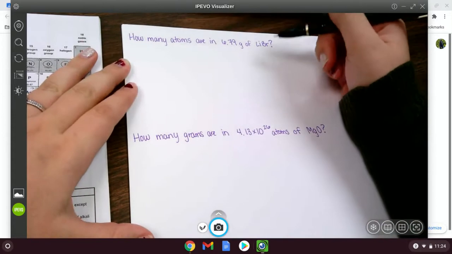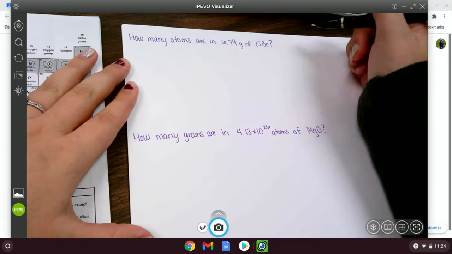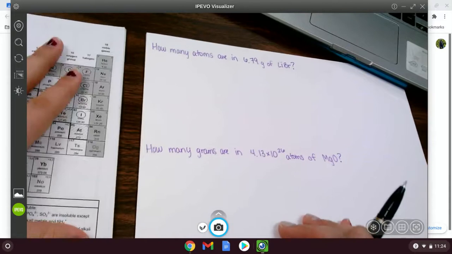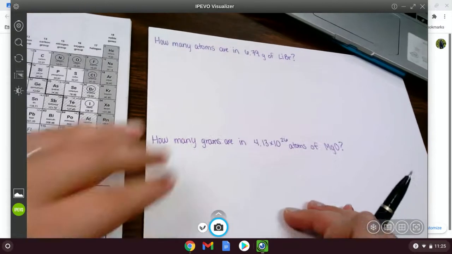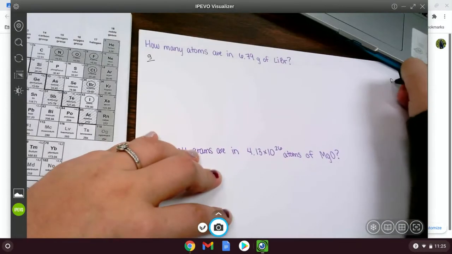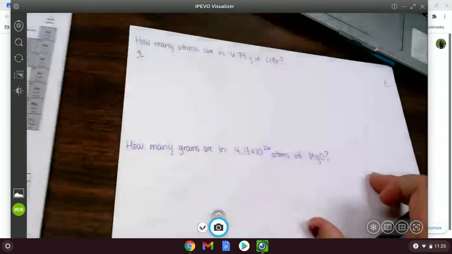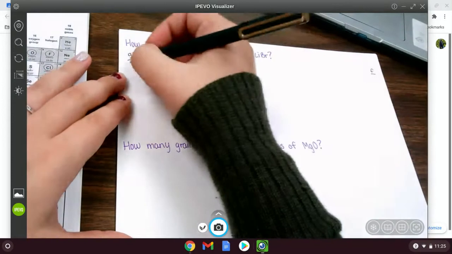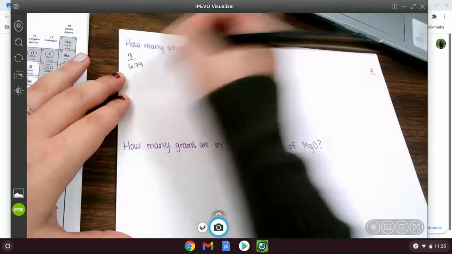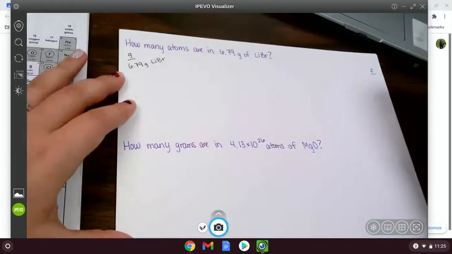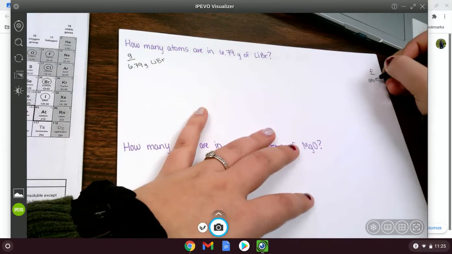How many atoms are in 6.79 grams of lithium bromide? So remember, as we're solving these problems, we always start with given and find. We always want to start by telling ourselves, this is what I'm looking for in this problem. Your given is always going to be a number. So I have 6.79 grams of lithium bromide, and I'm trying to find the atoms of the lithium bromide.